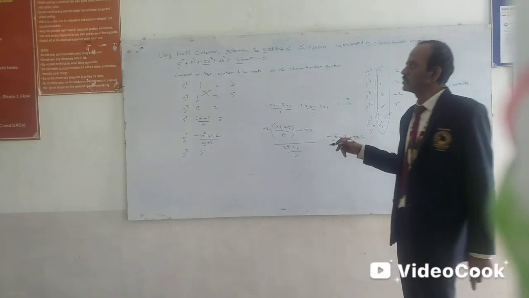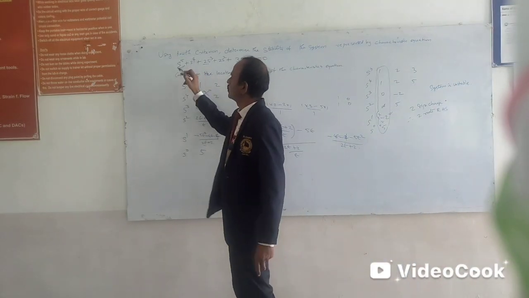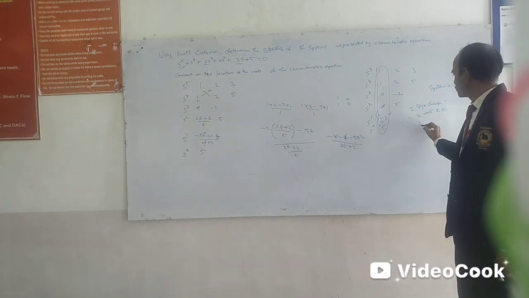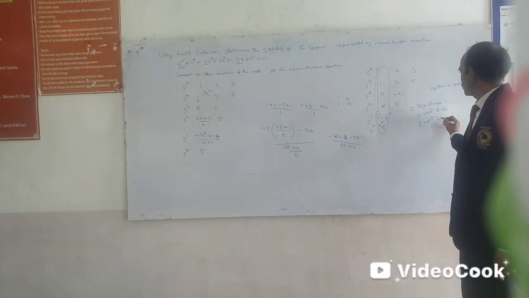So totally how many roots? 5 roots. Two roots lie on the right half of the s-plane, which means the system is unstable. The remaining three roots must lie on the left half of the s-plane.